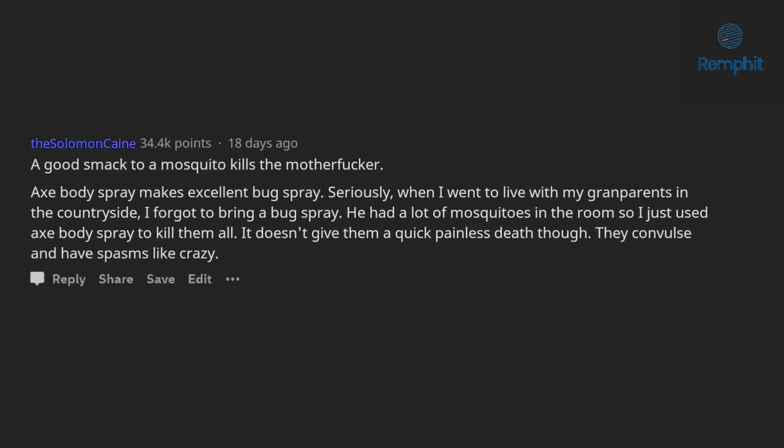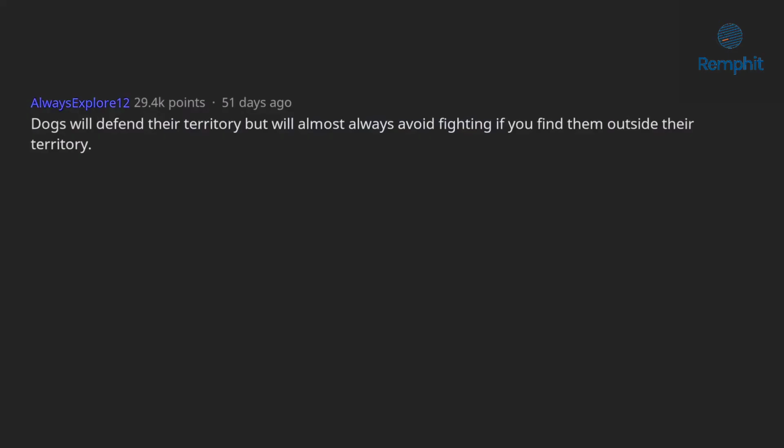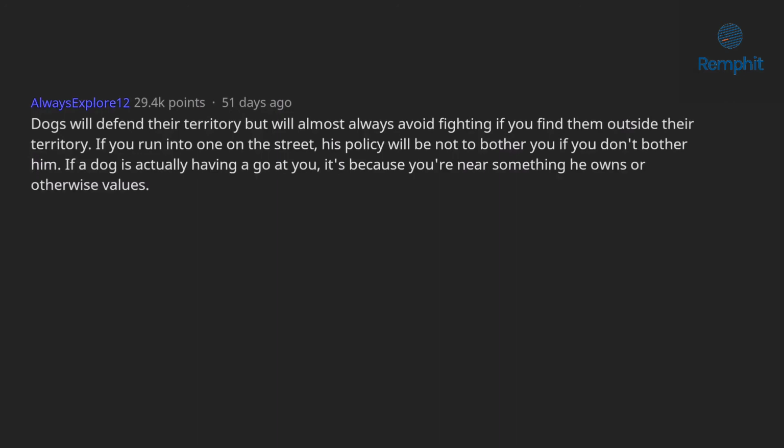They convulse and have spasms like crazy. Dogs will defend their territory, but will almost always avoid fighting. If you find them outside their territory, if you run into one on the street, his policy will be not to bother you if you don't bother him. If a dog is actually having a go at you, it's because you're near something he owns or otherwise values.